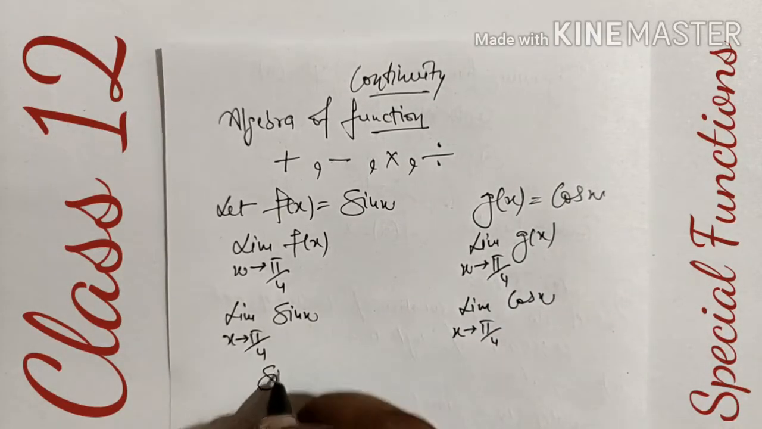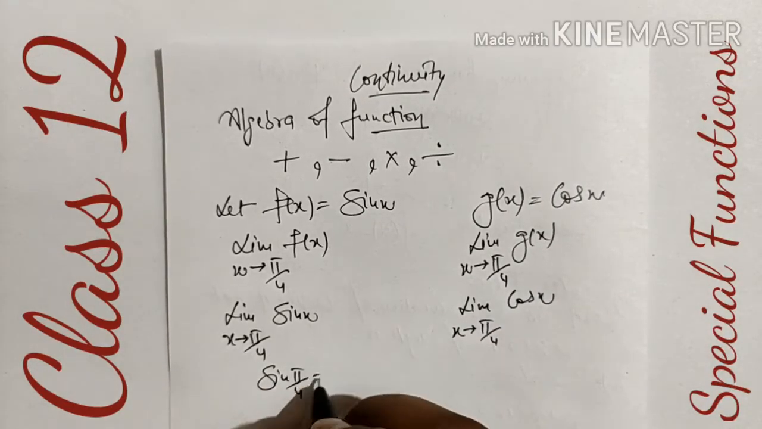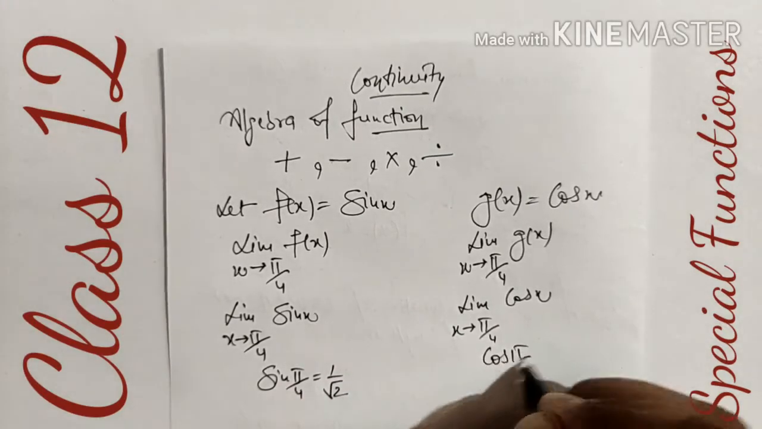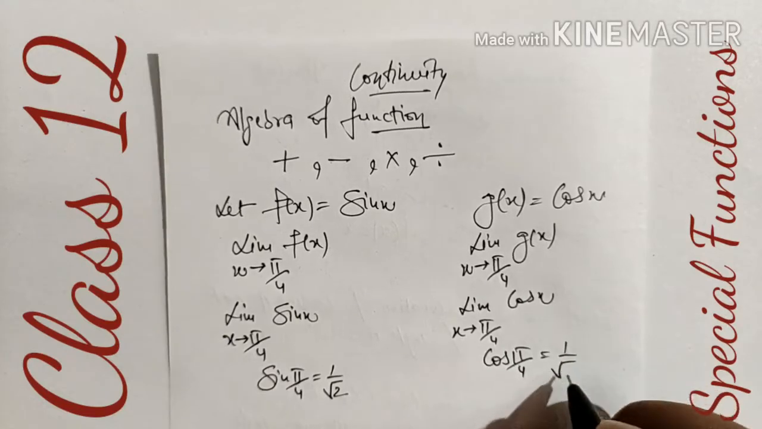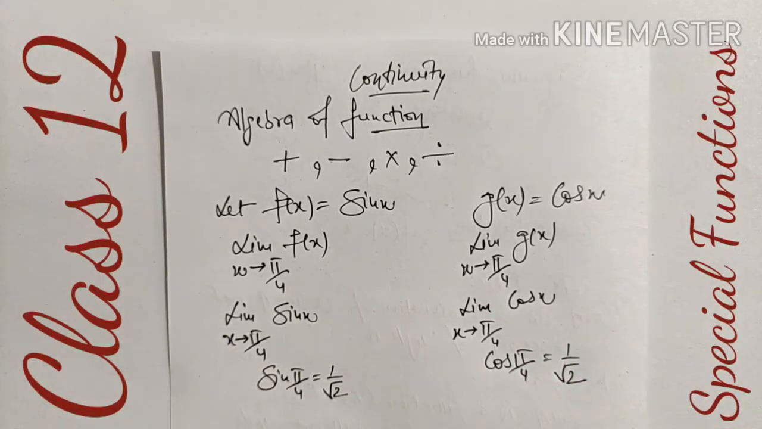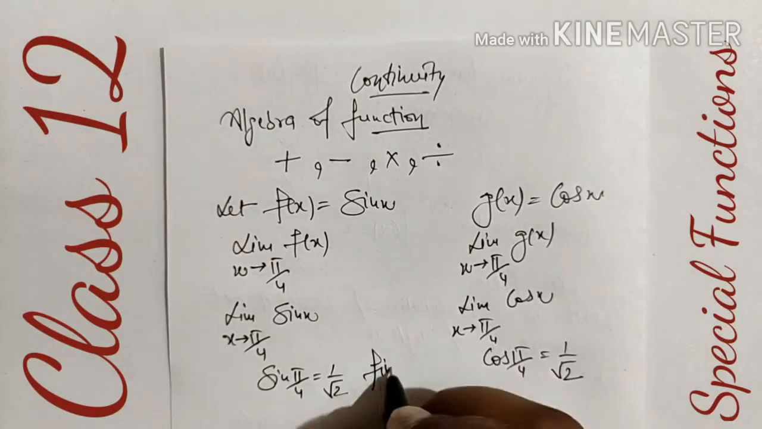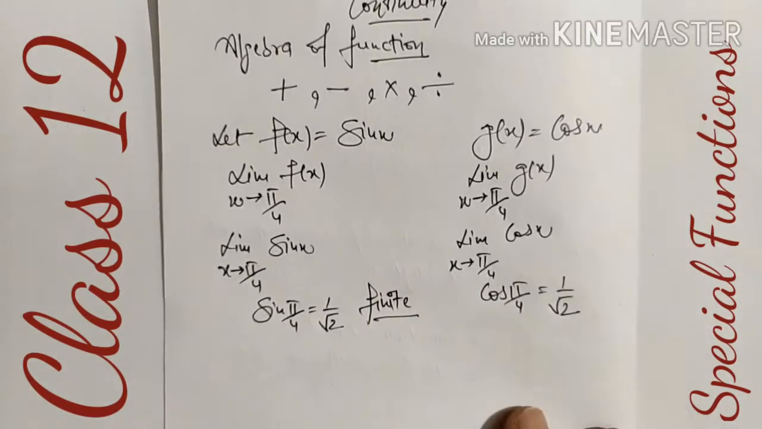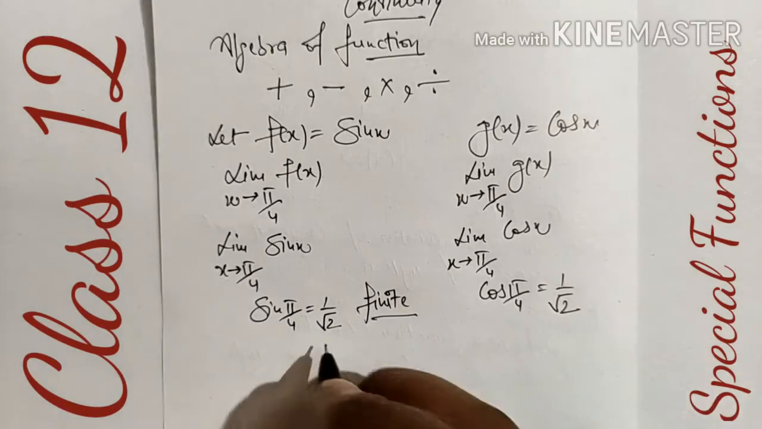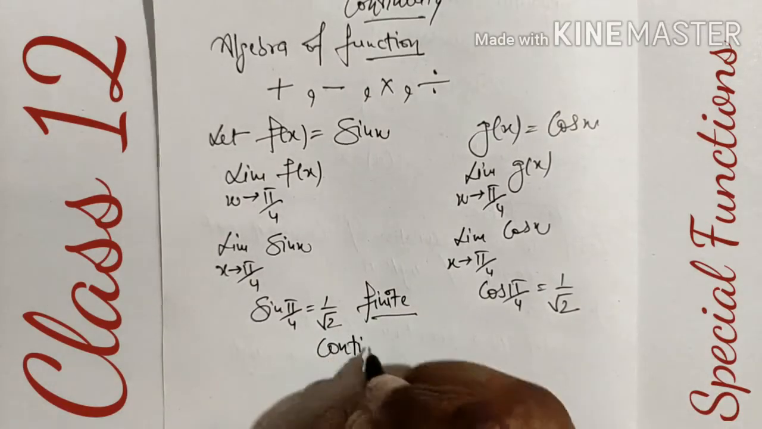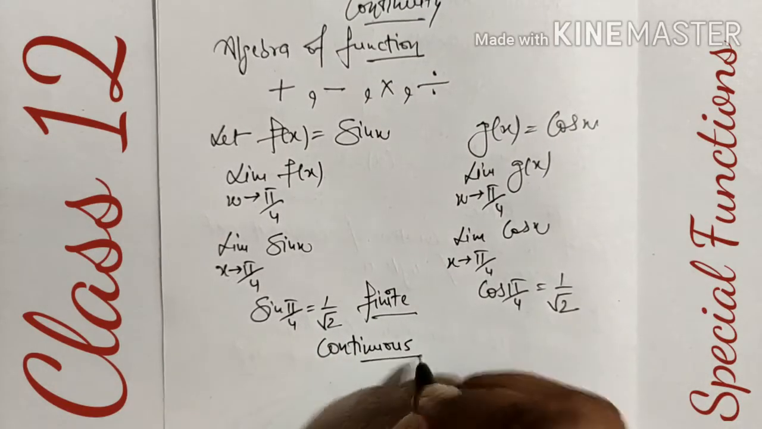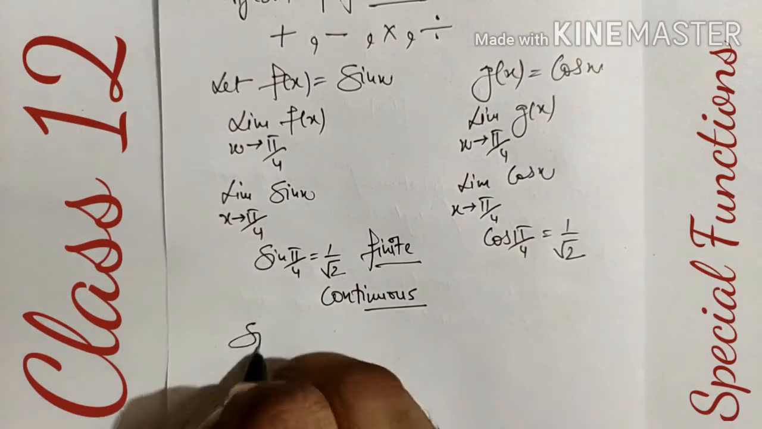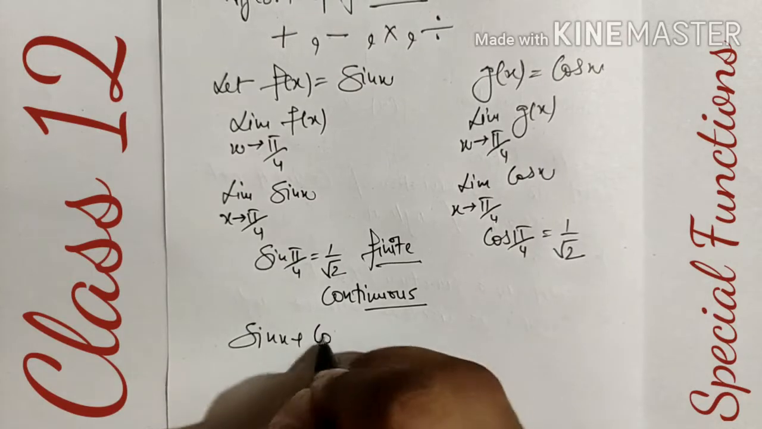If we apply it, we get sine pi by 4, which means sine 45, which is 1 by square root 2. Here cos 45 is also 1 by square root 2. If we see, both the values are finite. We have discussed in the first lecture, in type first, that when the answer comes out finite, then the function is continuous. When we are getting it like this, the function is sine x plus cos x.